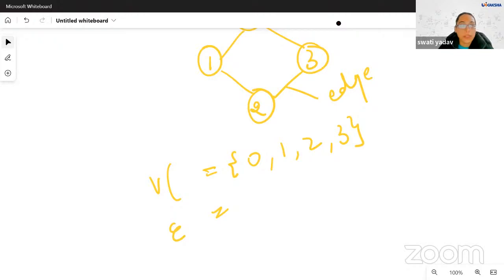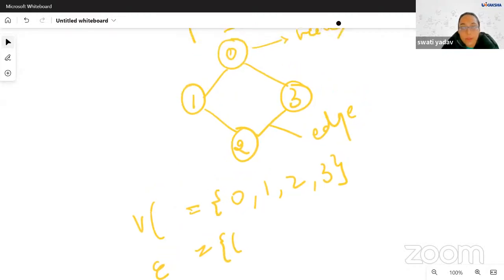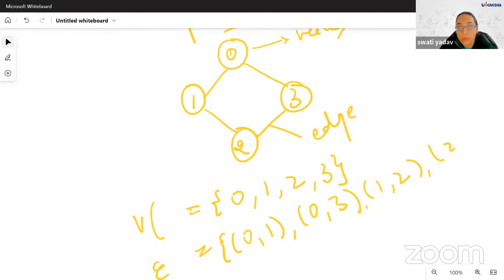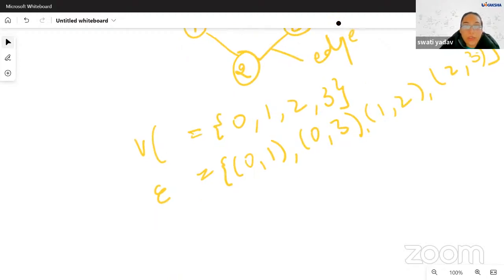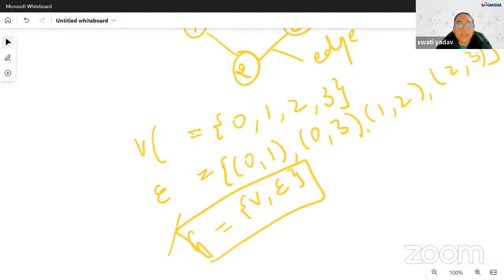Let's see the ordered pair of the edges that we have. Let's make the edges, right? So how many pairs can we have over here? From 0 to 1, one edge. From 0 to 3, another edge. From 1 to 2, and from 2 to 3. Right? These are your edges. Now to represent a graph, you write G. This is the representation that a graph is a collection, or a set, of vertices and edges.